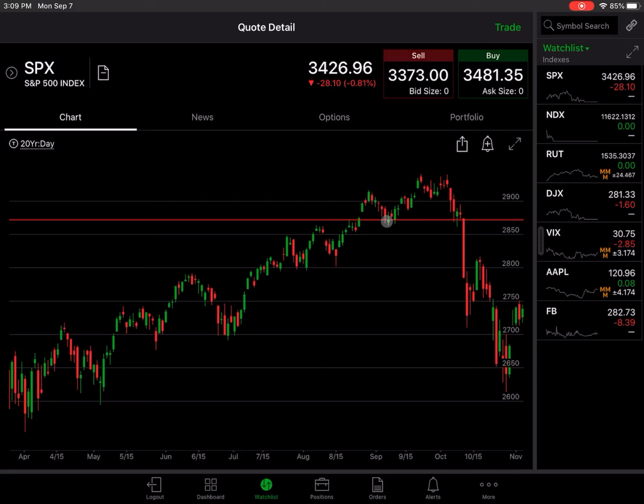So a resistance means it's like hitting its head against a ceiling and it can't go any higher without punching through it. A support level's like a floor. It can't go any lower without really stomping through it and putting a lot of force on it. So it's kind of just a spot where the market has to exert more effort to get past.